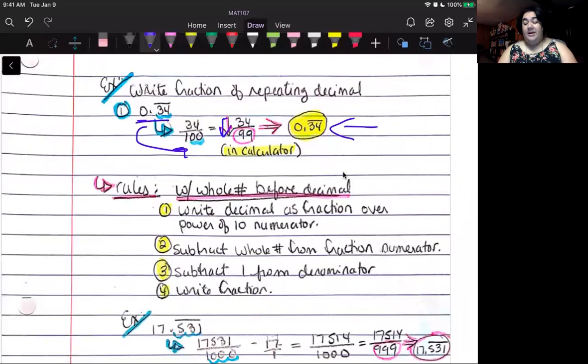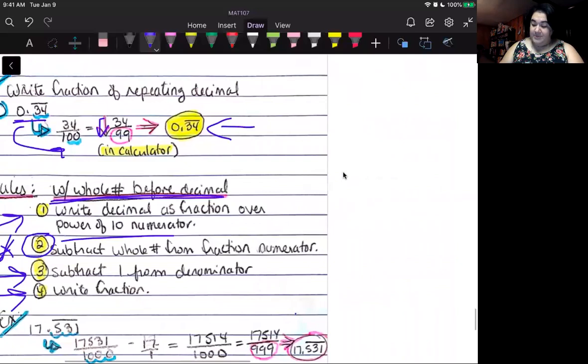Now, what do you do if you have a number that has a whole number in front of the decimal? We're still going to follow a lot of the same rules. You're still going to write a decimal as a fraction over a power of 10. You're still going to subtract, but now we have to add this extra step right here. This is the new step. This one we just did before. This is the new step that we have to add to it. So I'm going to once again walk you through it first, and then I'm going to show you the example in the notes. So we're going to move over here to some blank space.